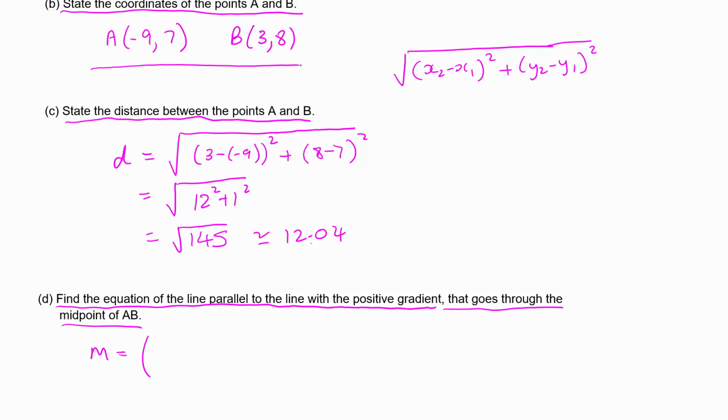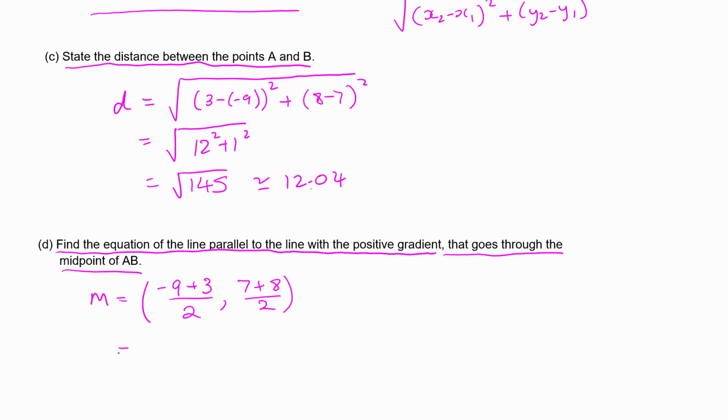So here's A and B. So what do we want to do? We want to add the x coordinates and divide by 2, and add the y coordinates and divide by 2. So that is -6/2, so that's -3, and 15/2.